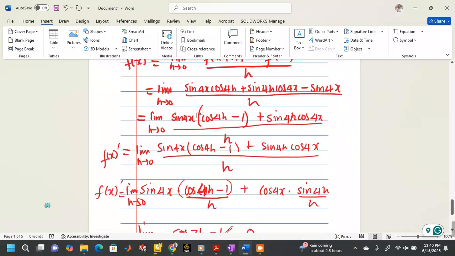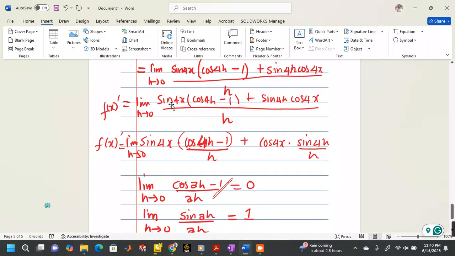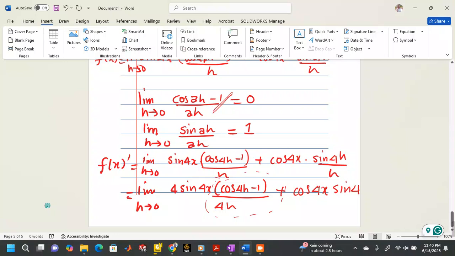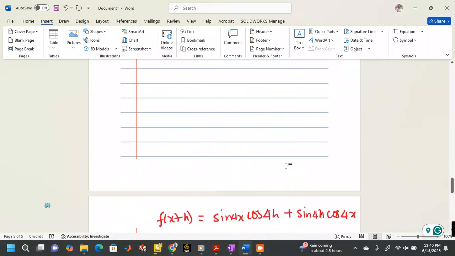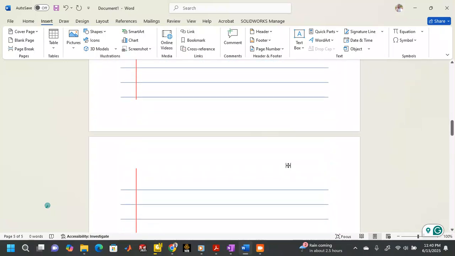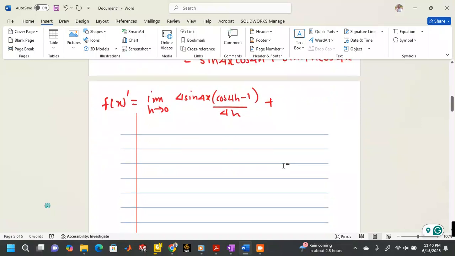Check again. Setting at the bottom. Okay, so this is our equation. Let me just rewrite it nicely.